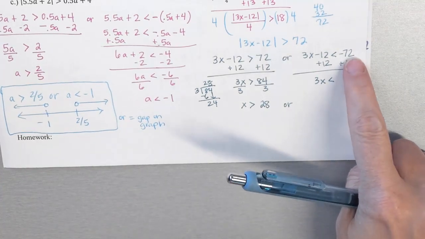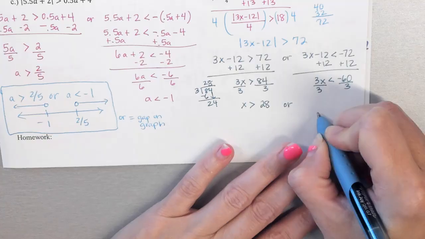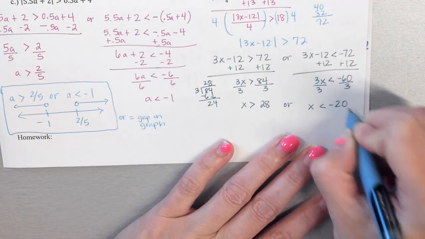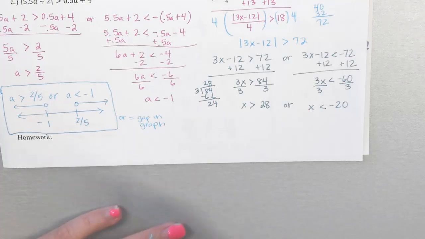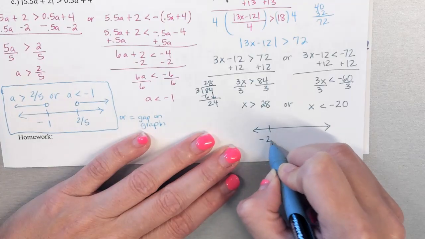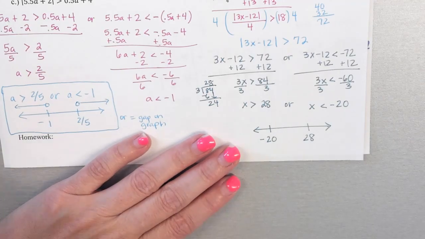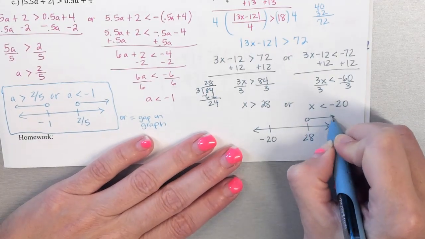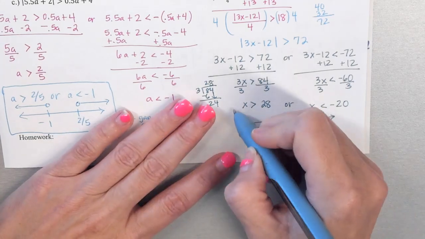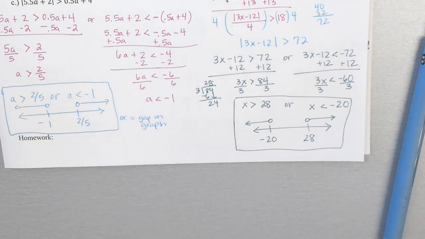Now when you're adding 12 to a negative, remember the number's going to get smaller. So I'll add the 2 first, negative 70, then the 10 to get negative 60. When you divide by 3, x is less than negative 20. So then your solution is going to be this, and then we're going to do our number line. I'm okay with you putting your 2 key values on your number line. Just remember, if there's no equal to, it's an open circle. And if there is an equal to, you are going to have a closed circle.